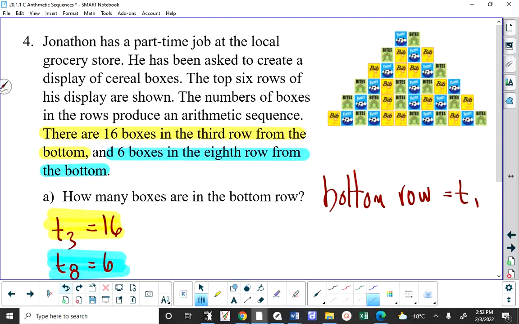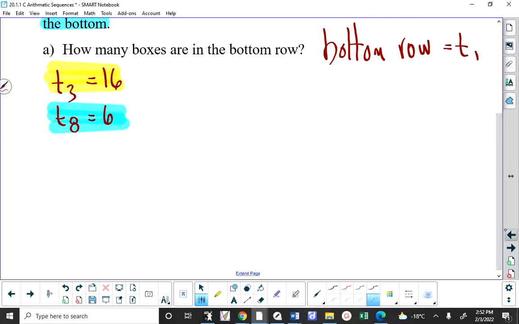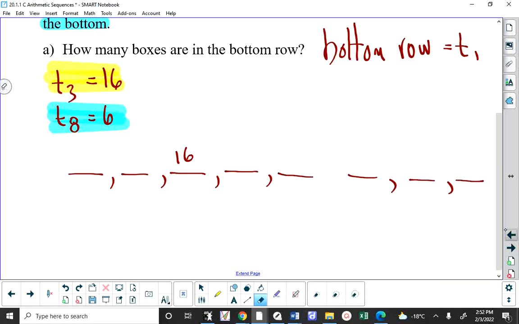You can solve it the hard way with a system of equations, or you can say this. And I don't have a problem with drawing blanks. 1, 2, 3, 4, 5, 6, 7, 8. We can find the common difference from that. And from the common difference, we can figure out whatever we want.